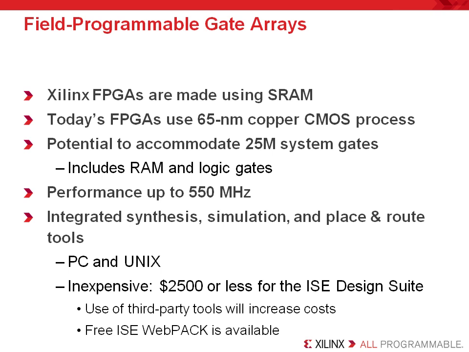Xilinx FPGAs are SRAM-based, using a 65 nanometer copper CMOS process. Generally, the largest FPGA today can accommodate approximately 25 million system gates, including the RAM, logic gates, and I/O resources. Virtex 5 devices can run at up to 550 MHz.